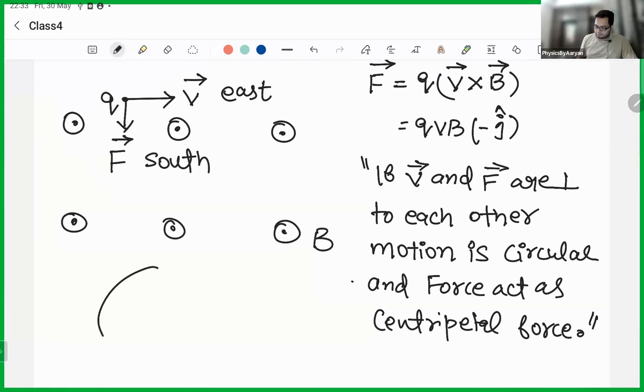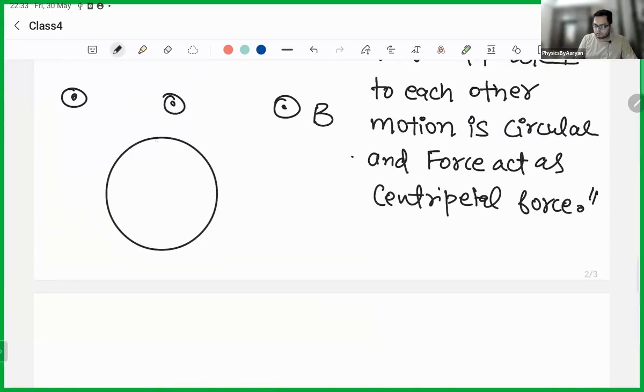So I can even show you that. In a circular motion, let's say I am moving clockwise. Let's say this is my velocity, then I come here, and this is my velocity. I come here, and this is my velocity. When I reach here, this is my velocity. So your particle is moving in a circle, and these are the directions of velocity.